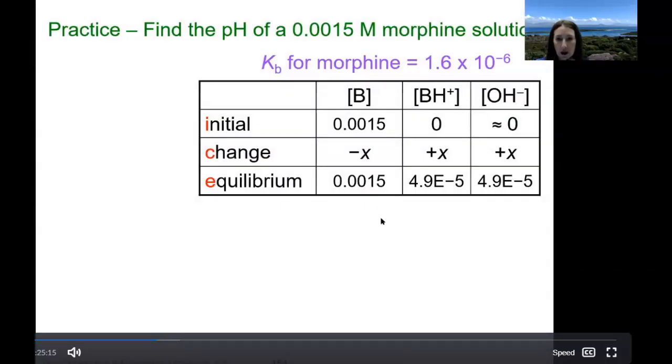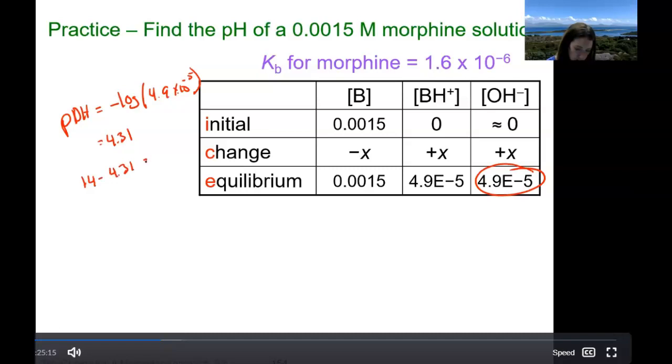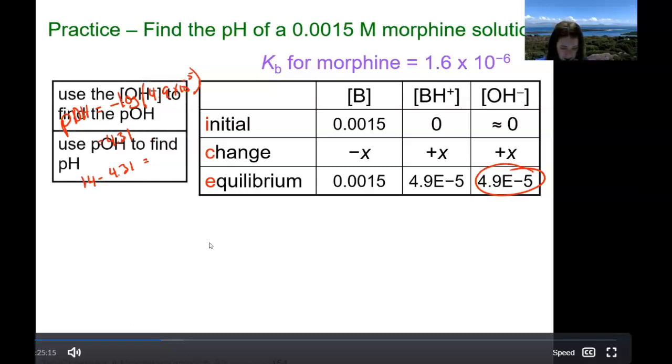Okay, so now, remember, this is not hydrogen, right? So this one I'm going to do, so if we did POH, we could take POH is negative log of 4.9 times 10 to the negative 5th, right? And that gives us, oh, thanks, somebody put that in, 4.31. And we just take 14 minus 4.31. I don't know what that is. And that will give you your pH. I think I have this up here.